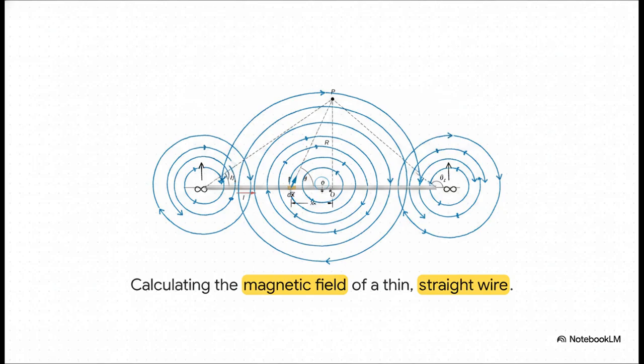Now, because the wire is symmetrical about the origin point O, we can use a really clever mathematical trick. We just set the limits of integration from 0 to infinity and then simply double the answer. Evaluating this integral proves that the magnetic field decreases with distance from the wire, and as we just saw, the field lines form those perfect concentric circles right around it.